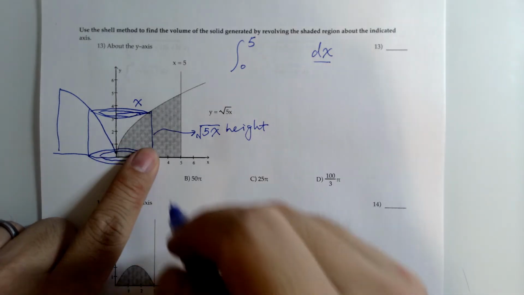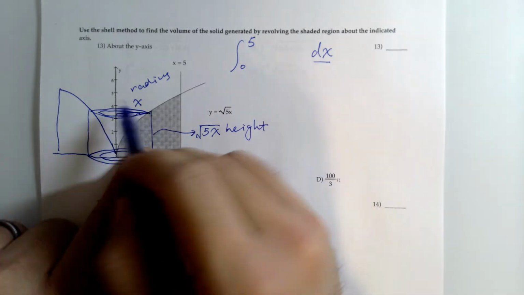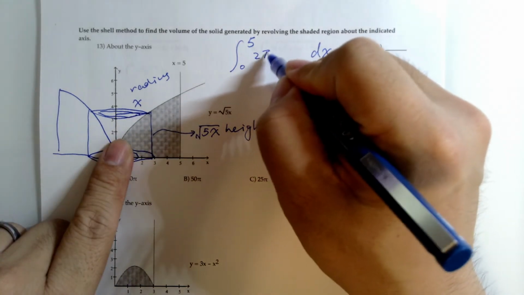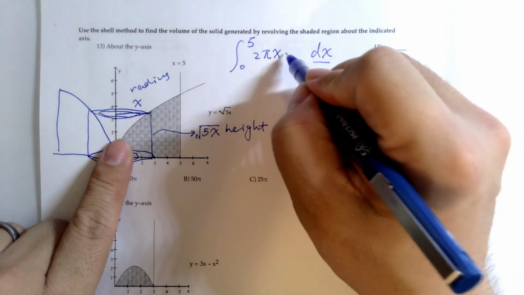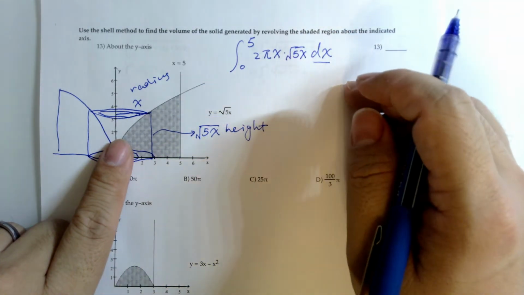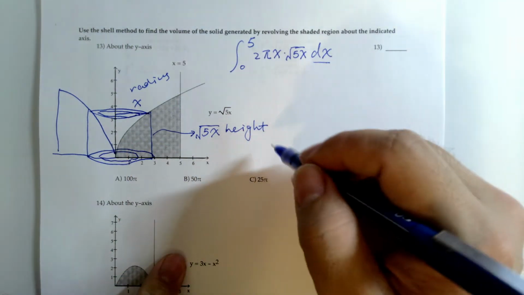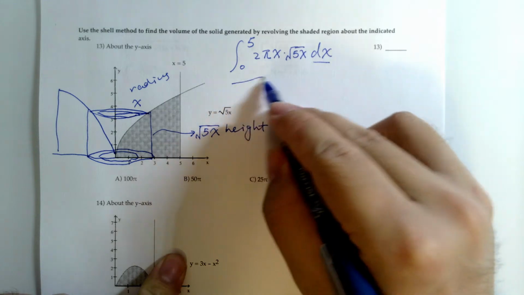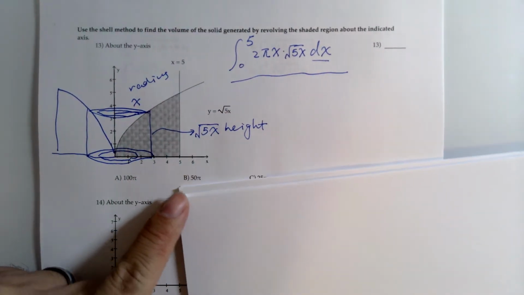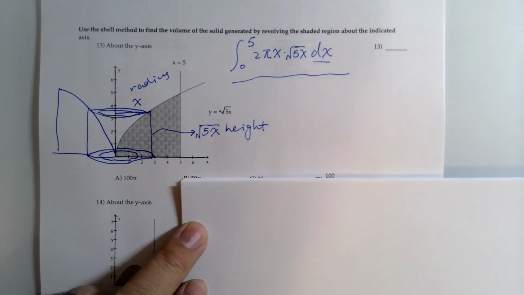So the circumference is 2 pi times the radius. So we have the circumference, 2 pi times x, times square root of 5x, and then dx. So basically, this problem is asking you to solve for this integral. Now, once we have that, things become pretty straightforward. So let's see how we do that.